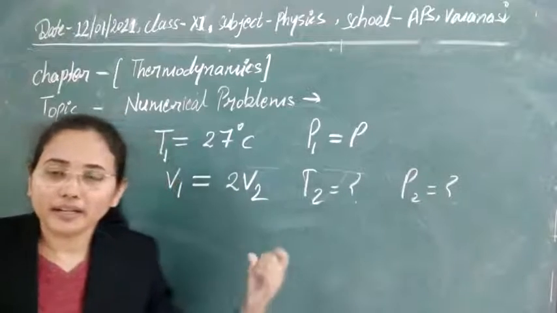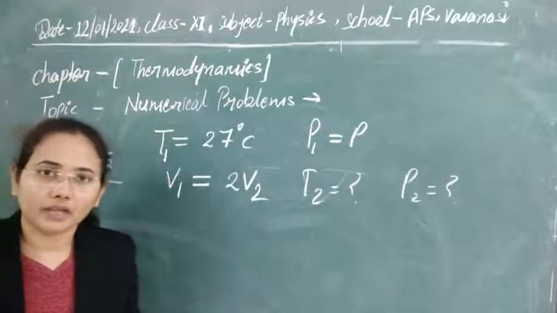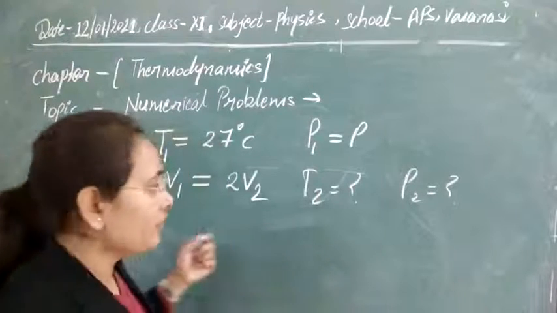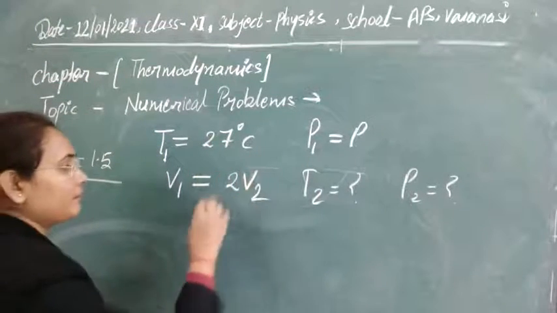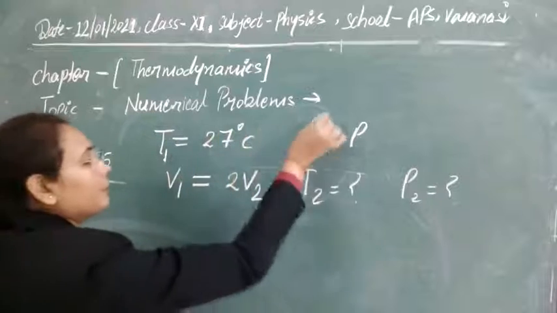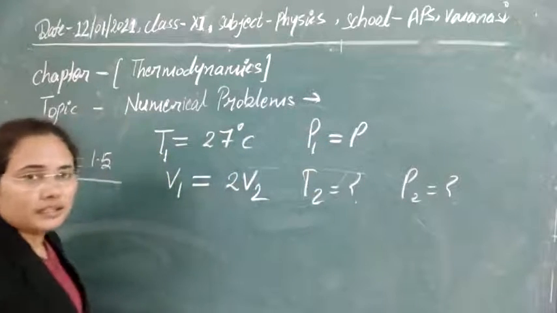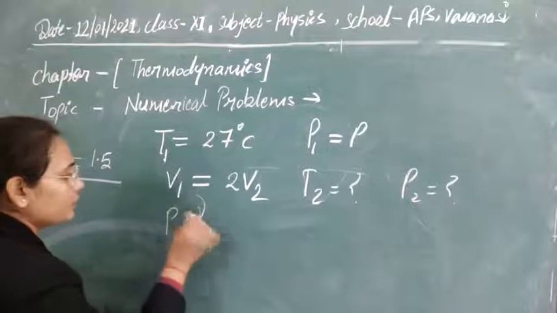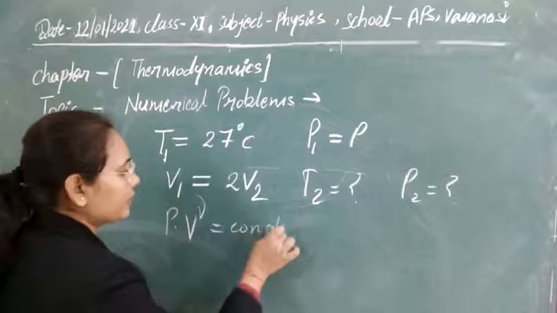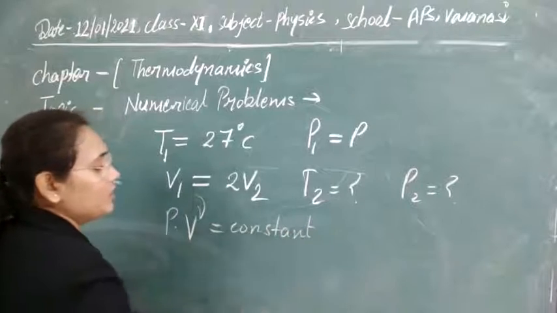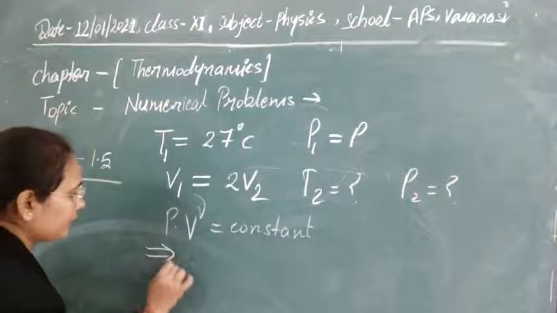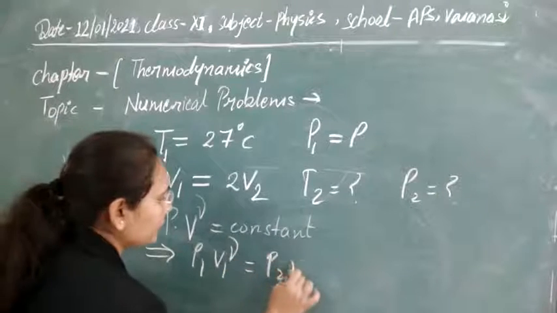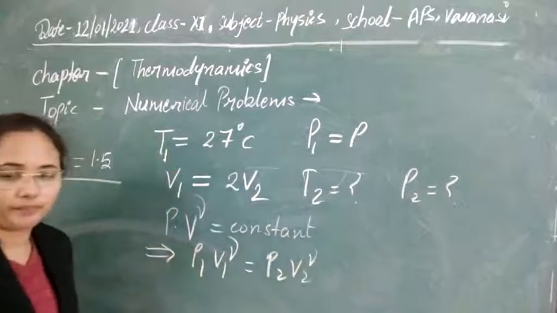So you already know the equations for the isothermal process and for the adiabatic process, first of all in terms of P and V. You know this equation already: PV power gamma is equal to constant, or in another way you can write P1 V1 power gamma is equal to P2 V2 power gamma.